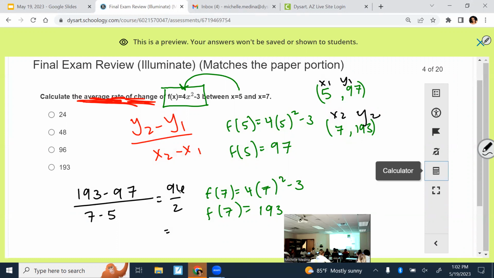So you'll have to reduce that part. Once you divide it by 2, you get 48. That's how you get your average rate of change. That makes sense? Know that formula, know how to figure out your coordinates, label them, and then plug it in. From there? All right, other questions that we have?